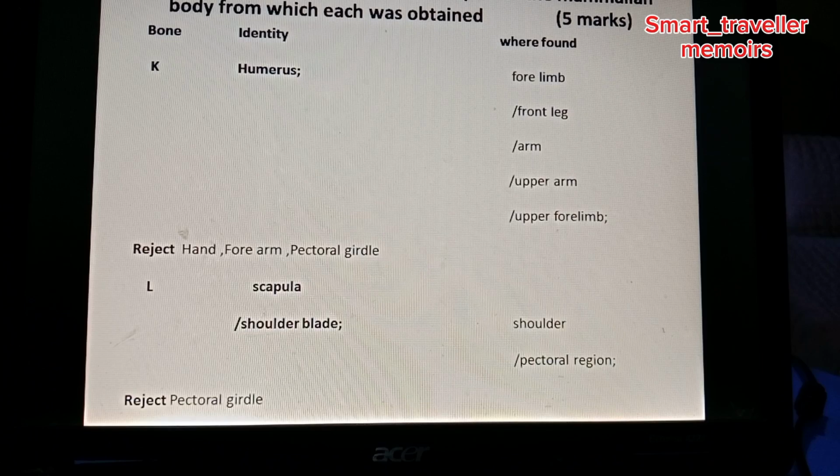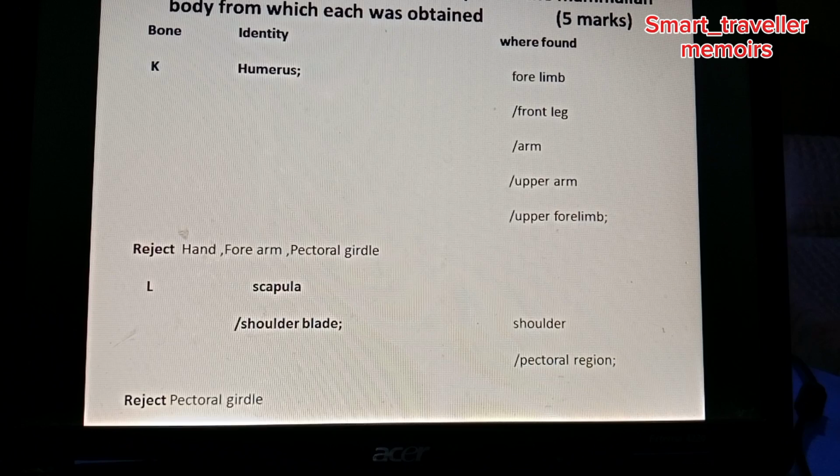Identify the bones and name the part of the mammalian body from which each was obtained. You get 5 marks. So bone K, identity is humerus, found on the forelimb. You have alternatives there: front leg, arm, or upper forelimb. Reject hand. Where found, you don't say hand, or forearm, or pectoral girdle.